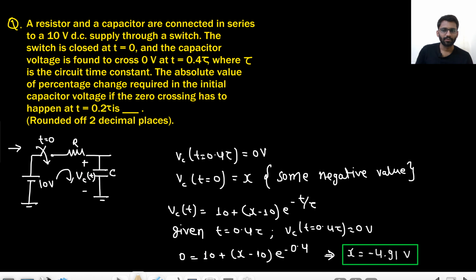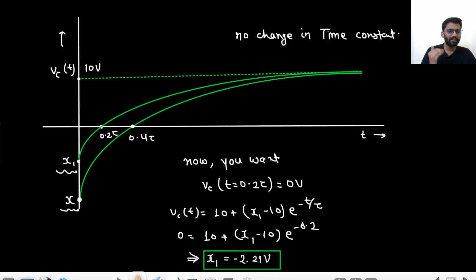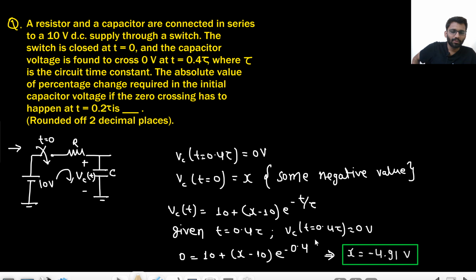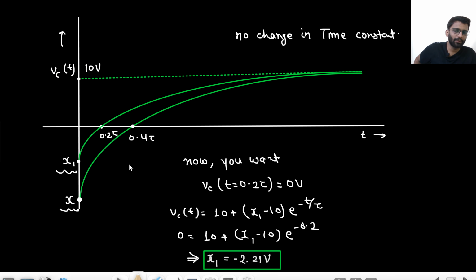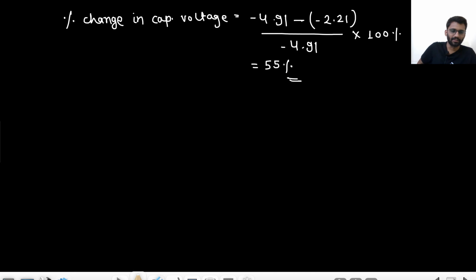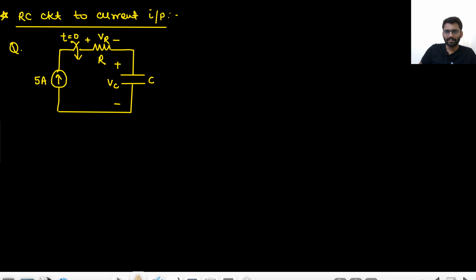So you understood the question, right? This was the complete theory given. It is a very easy question, a simple RC circuit question, but you just need to think a bit. The initial voltage was minus 4.91, then it was going up to 0. The 0 crossing has to be at 0.42, then the initial voltage was minus 4.91. If the 0 crossing was at 0.2, the initial voltage was minus 2.21. So what was the percentage change? 55%. I guess that's it.